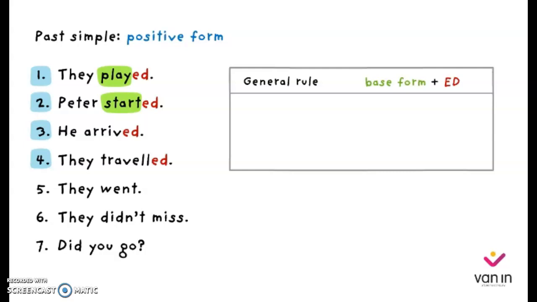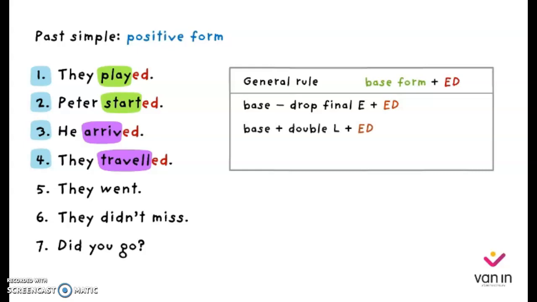Now we look at the two other forms ending in ed. These are also preceded by the base form of the verb, but the base form has changed a little. In the form he arrived, we have dropped the final e of the base form before we added ed. In the form they travelled, we have doubled the final l of the infinitive. Check your grammar survey for all the specific rules.